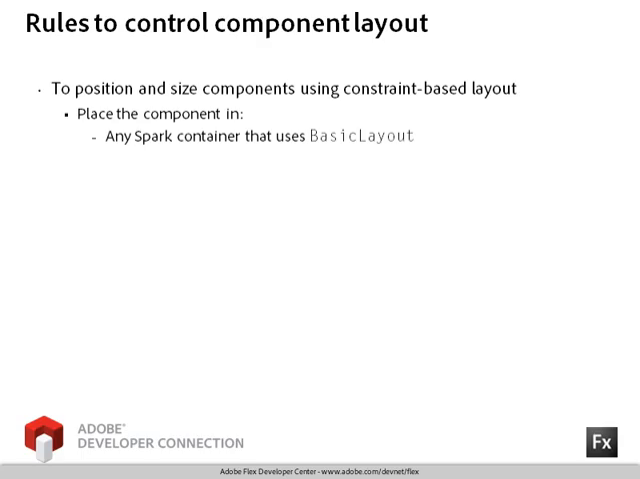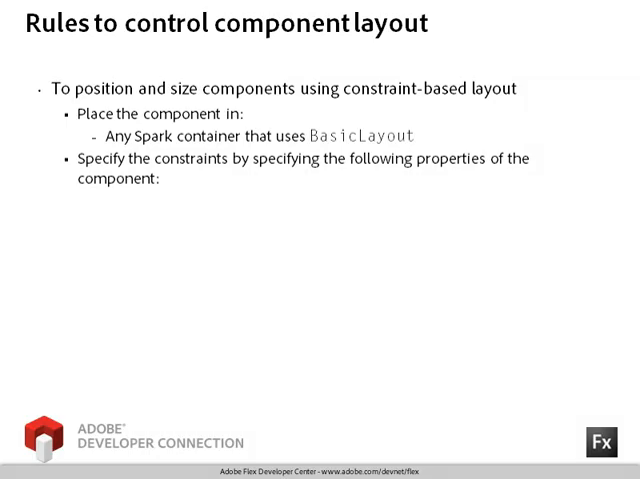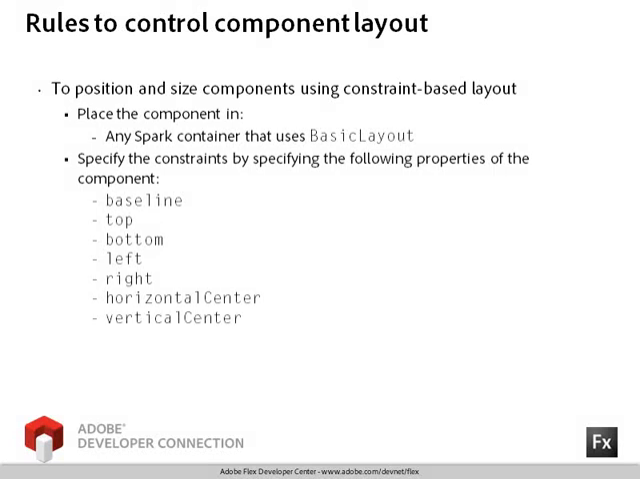Previously, with the basic layout class, you have specified X and Y properties for components in order to position them absolutely in the display. For constraint-based layouts, you do not use X and Y properties. Instead, you use baseline, top, bottom, left, right, horizontal center, and vertical center. Each property takes a pixel value which determines the distance that the component will be positioned relative to the specified constraint for the parent container.